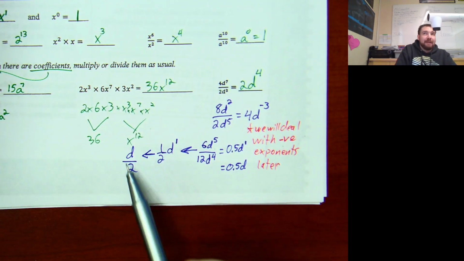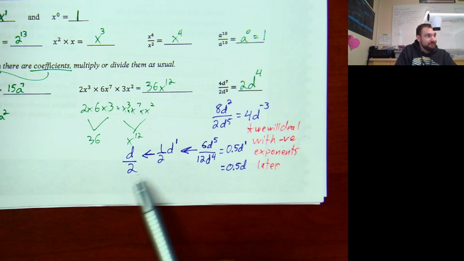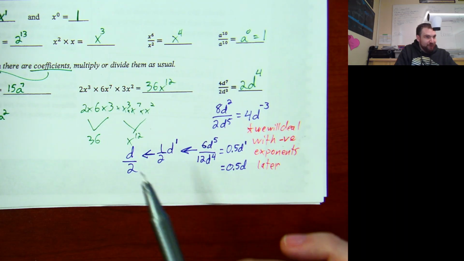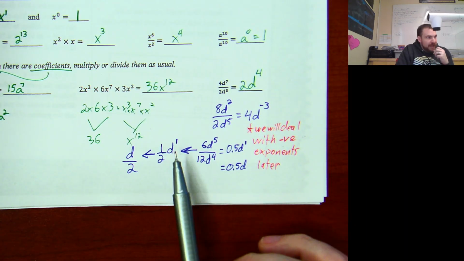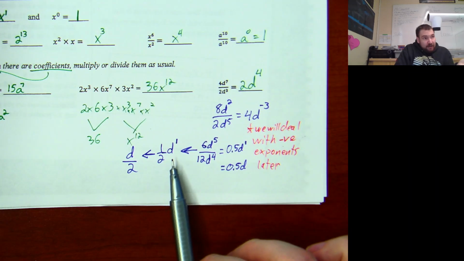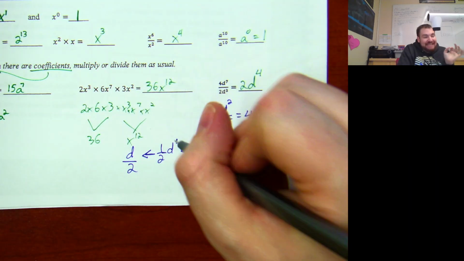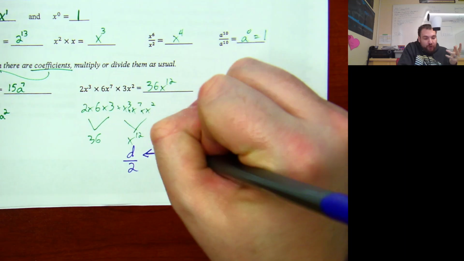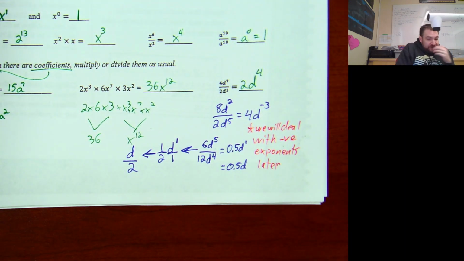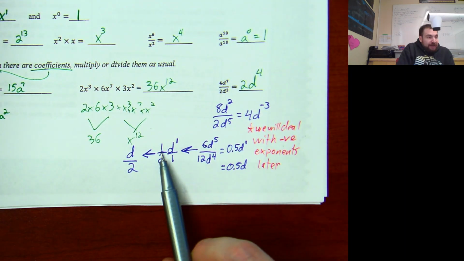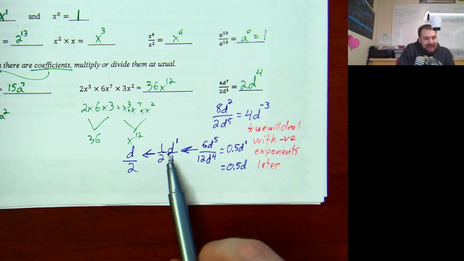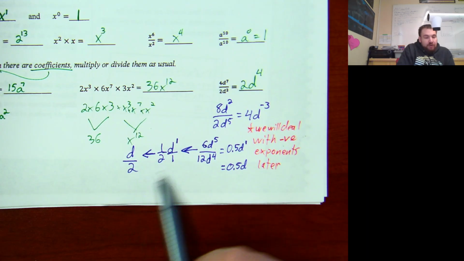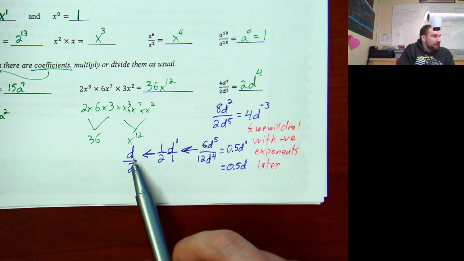Are we cool with how this happened? Okay, some of you don't like that. I'm cool with that. So are we cool with the fact that this is 1/2 times d to the 1? We're happy with that? Okay. Well, d to the 1 is the same thing as d to the 1 over 1. It's a whole number divided by 1, right? So now I can multiply these fractions. 1 times d is d, 2 times 1 is 2. So I can rewrite this thing as d over 2, because when I write d to the 1, I just leave that as d.